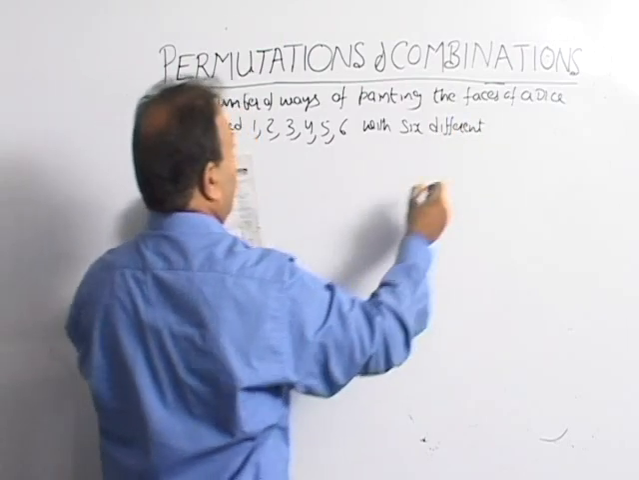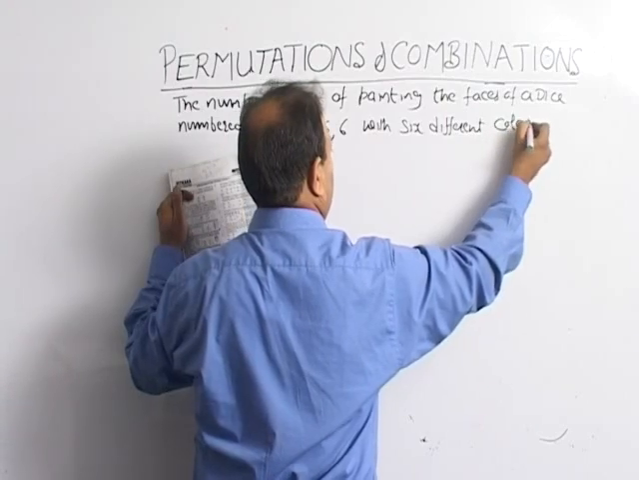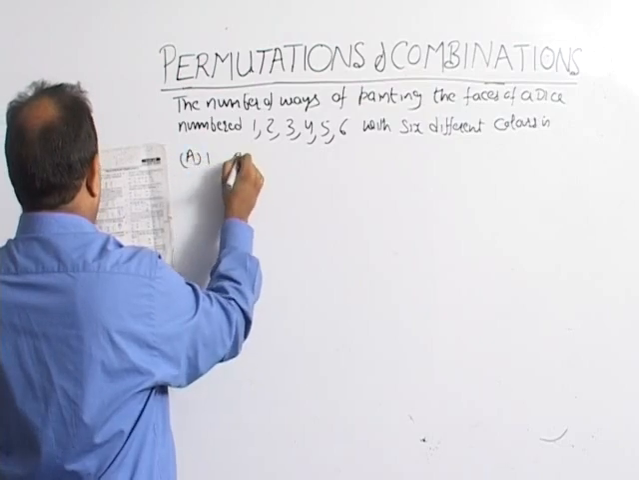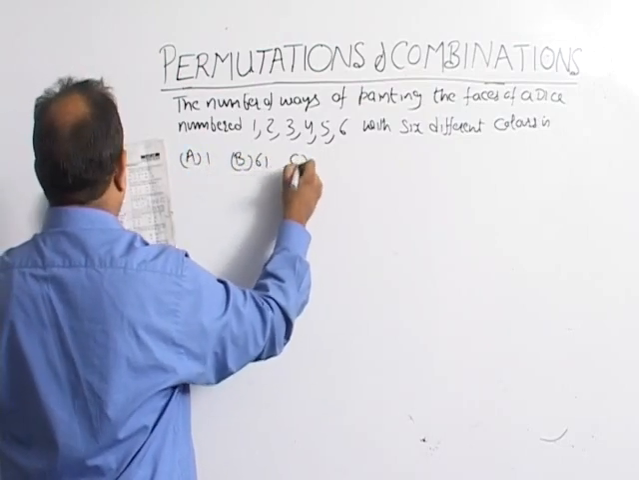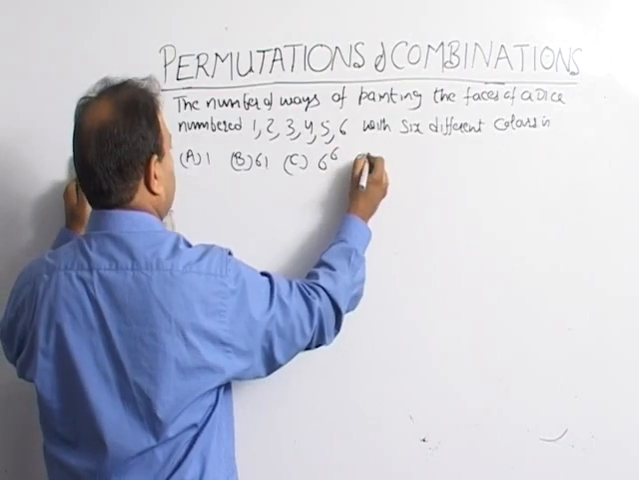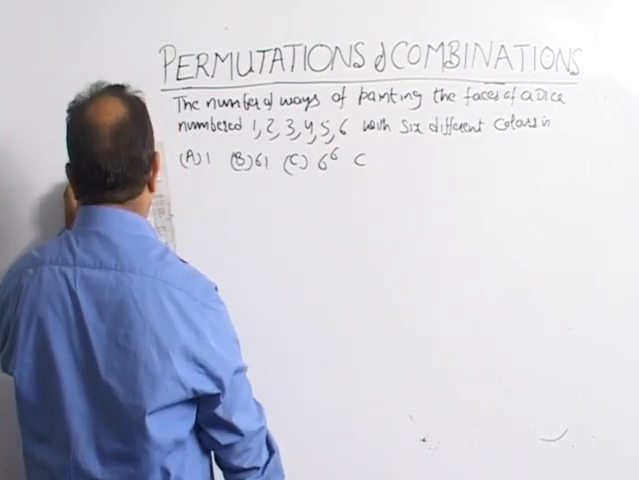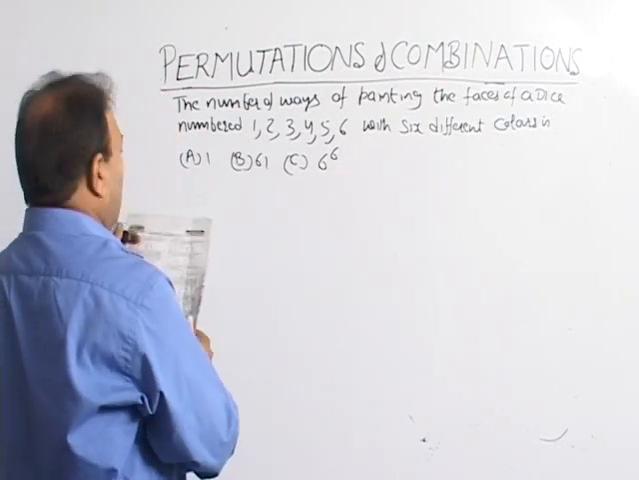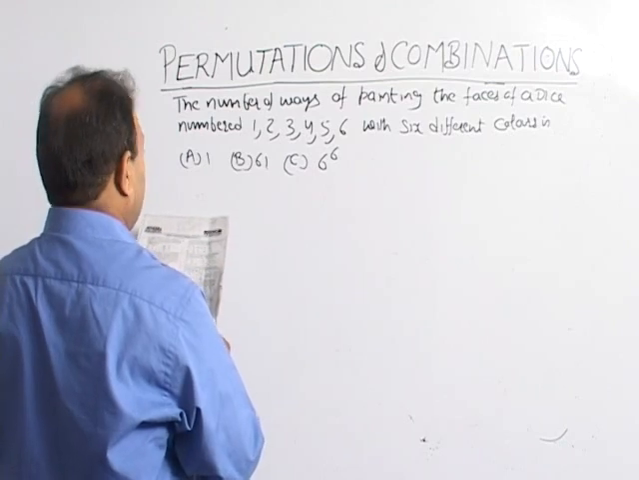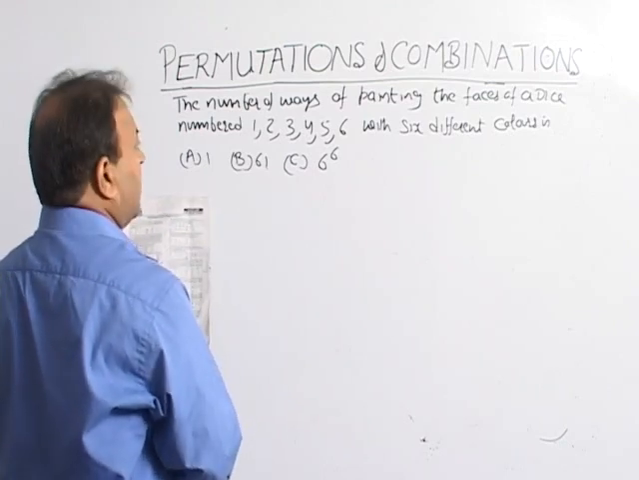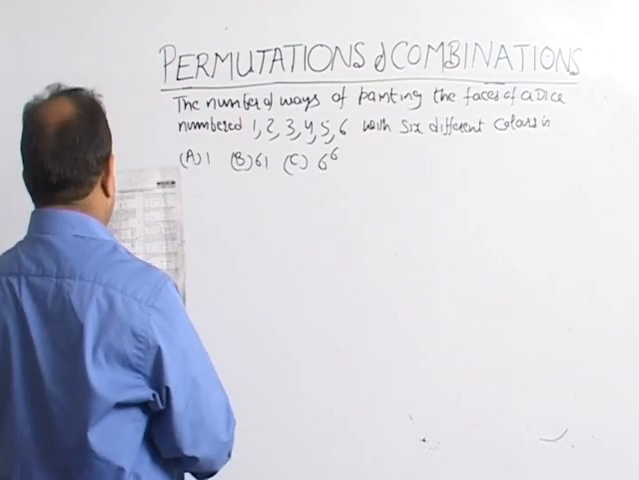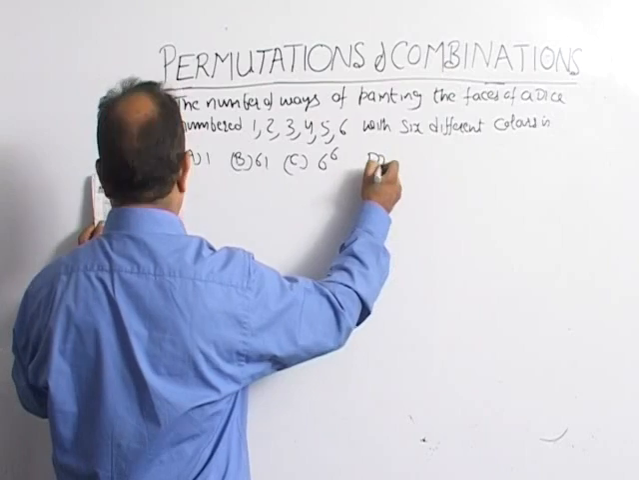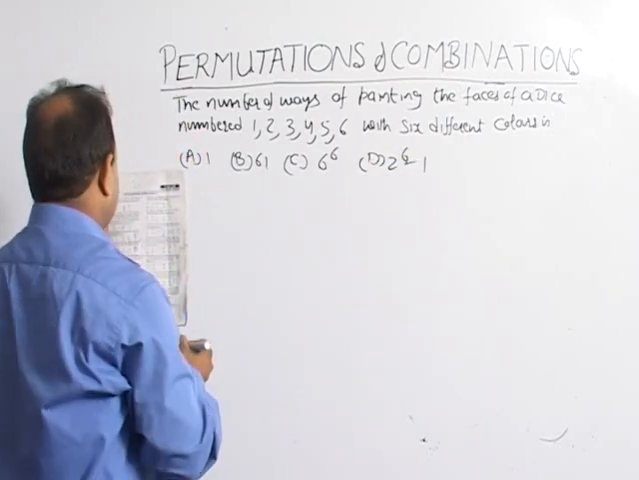With 6 different colors, A is 1, B is 6 factorial, C is 6 to the power 6, and D is 2 to the power 6 minus 1. It is the number of ways of painting the faces of a dice numbered 1, 2, 3, 4, 5, 6 with different colors. The 4 options we have are: A is 1, B is 6 factorial, C is 6 to the power 6, and D is 2 to the power 6 minus 1.